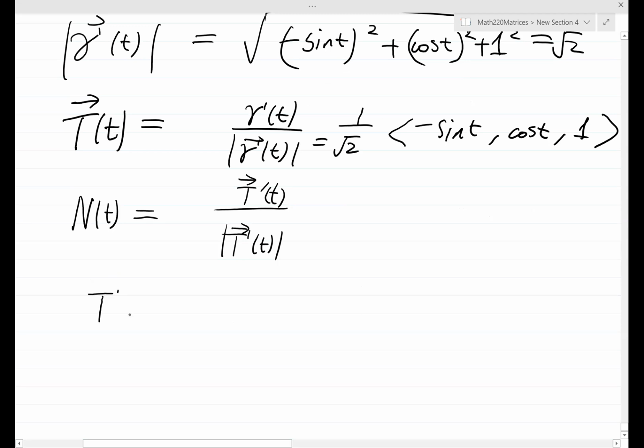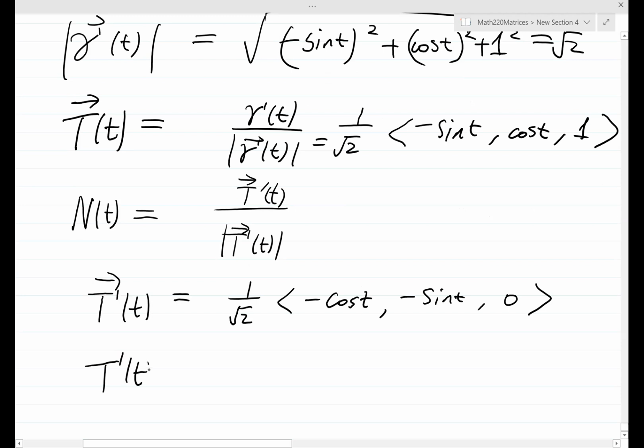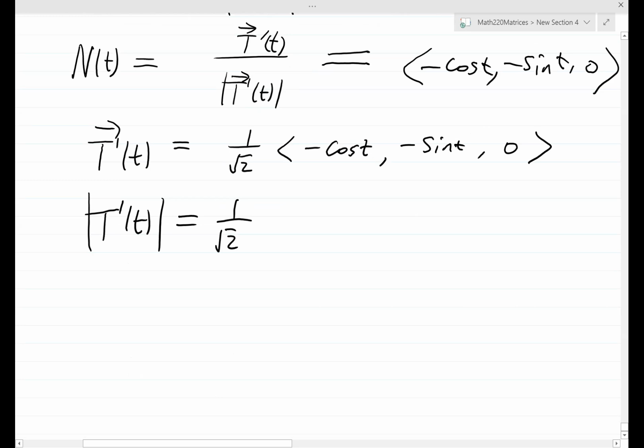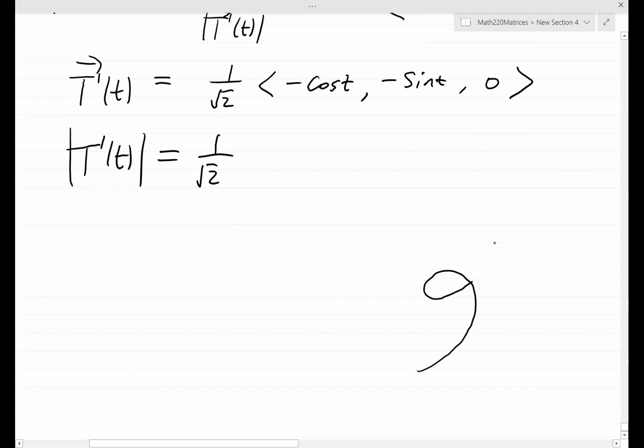So the derivative of capital T will be 1 over root 2 times: negative sine gives a negative cosine, cosine gives a negative sine, and 1 gives a 0 when we take the derivative. Then if you normalize it, the norm is actually 1 over root 2, so the factors cancel. We get negative cosine, negative sine, 0. You see the normal vector has no z component. So for a helix, the normal direction is pointing horizontally.